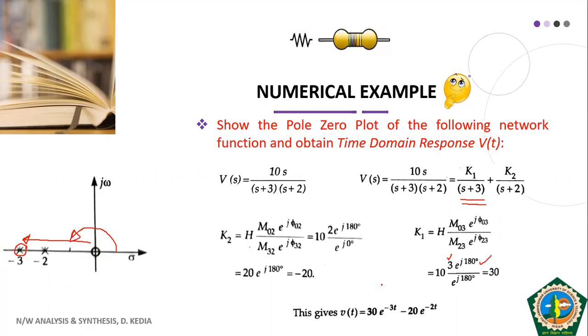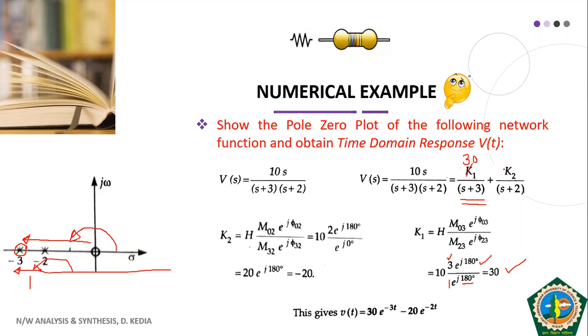Now the denominator part. For the denominator, we take the distance from the pole to the considered pole. The pole is minus 2, from minus 3. How much is the distance? 1. So we have 1 here. Then how much is the angle? This phasor is directed away from the positive x-axis, so the angle is plus 180. So 180 minus 180 is 0, and e raised to the power j0 is nothing but 1. 10 into 3 is 30. So we have k1 equal to 30.